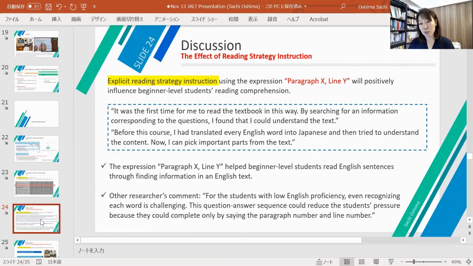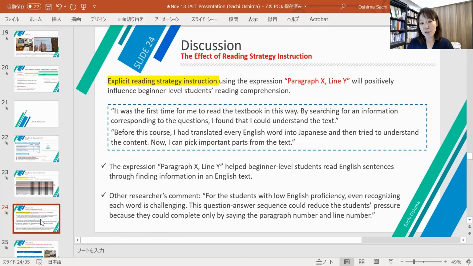About the effect of reading strategy instruction, explicit reading strategy instruction using the expression paragraph X, line Y will positively influence beginner level student reading comprehension. Some students shared their comment that it was the first time for me to read a textbook in this way. By searching for information corresponding to the question, I found that I could understand the text. Before this course, I had translated every English word into Japanese and then tried to understand the content. Now I can pick important parts from the text.